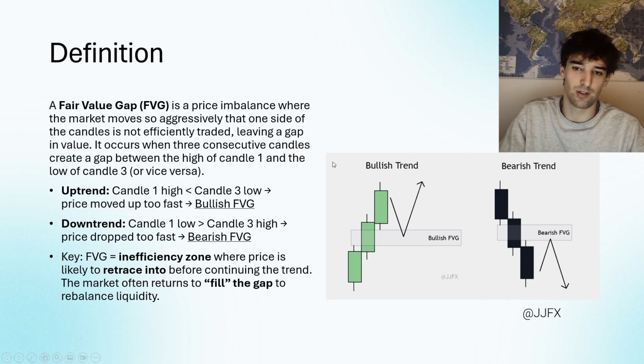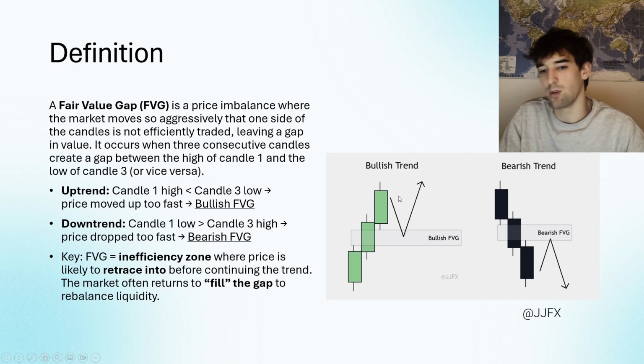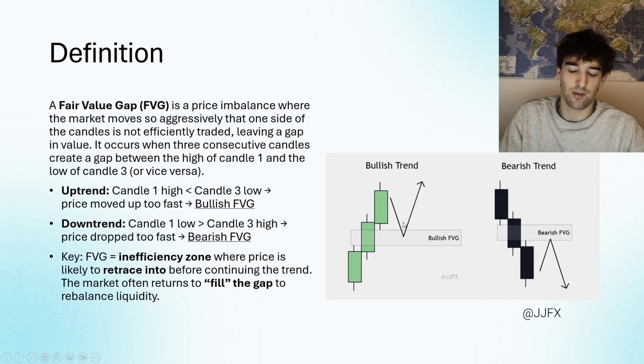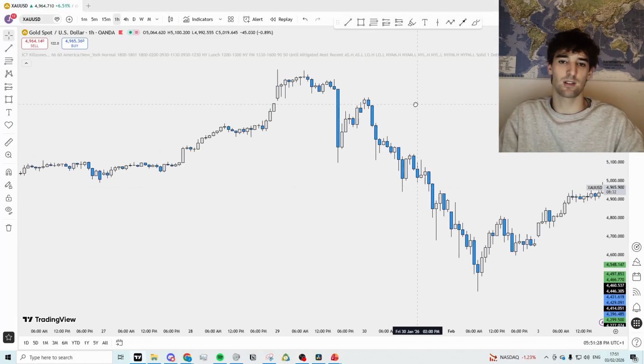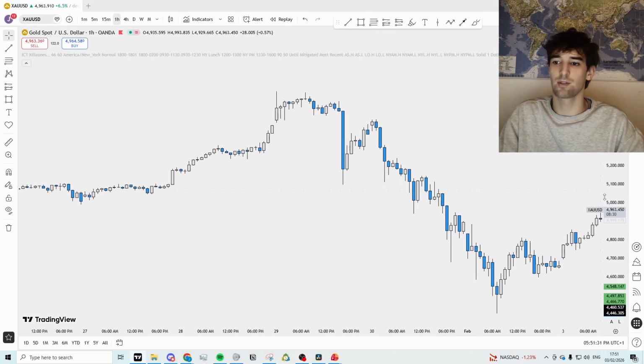So let's say we're in bullish conditions, we can see the high of the first candle. We look at the wicks and then at the low of the third candle. And when we can see a gap in between those two wicks, we call this a fair value gap. And we expect price to retrace back to it and then push higher. So the fair value gap is actually an inefficiency zone where price is likely to retrace into before continuing the trend. Okay, so let's look at some market examples.